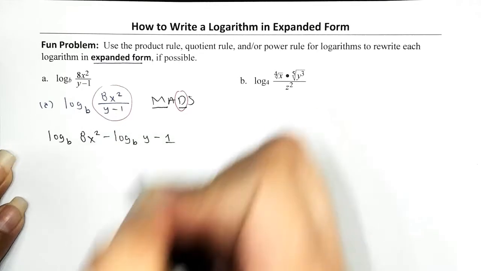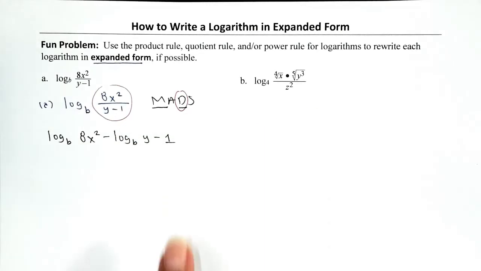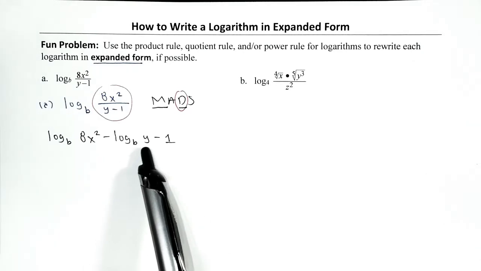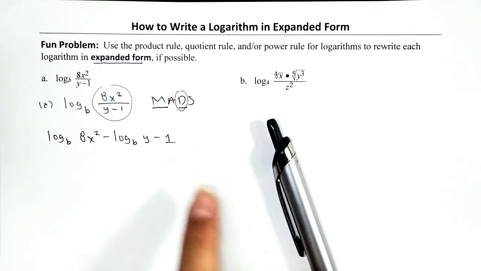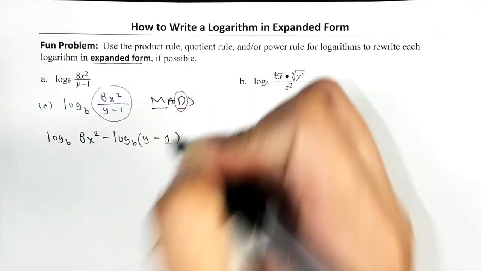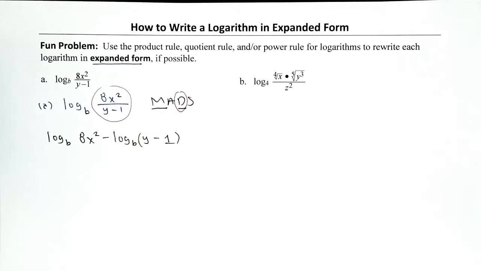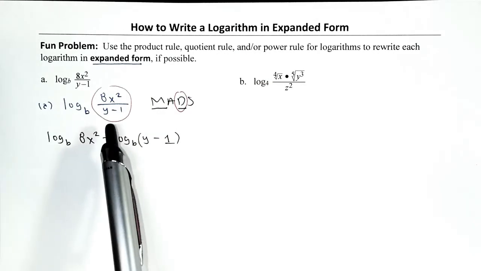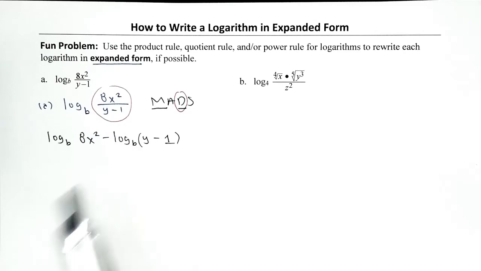Now I understand myself, but the way I have written this on paper, the only thing we're taking the logarithm of in the second part is y. After that, we'll just do a minus 1. In this case, it's important to put parentheses. That's the only way the reader will know that the argument is actually y minus 1, not just y, and then we'll subtract the 1 at the end. Cool. So we have expanded it.